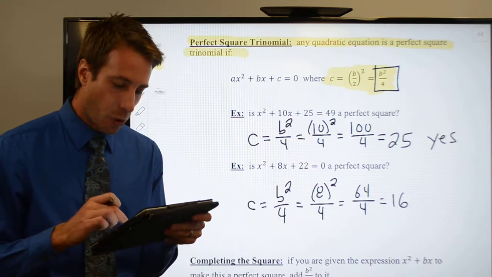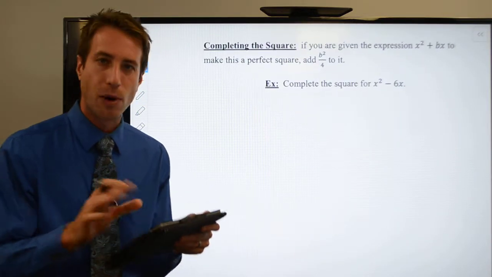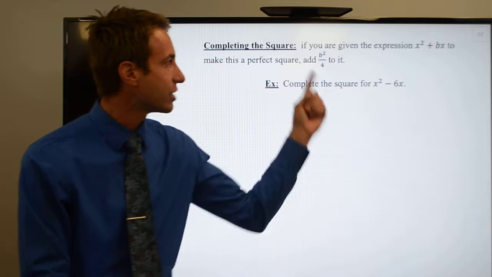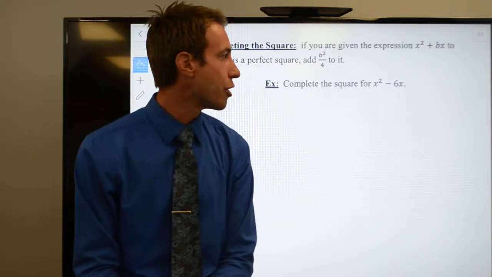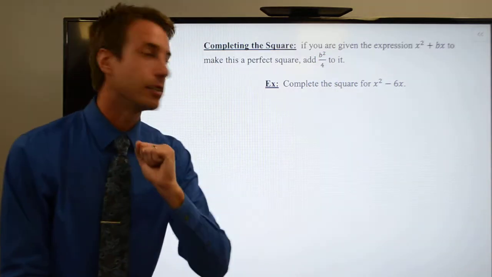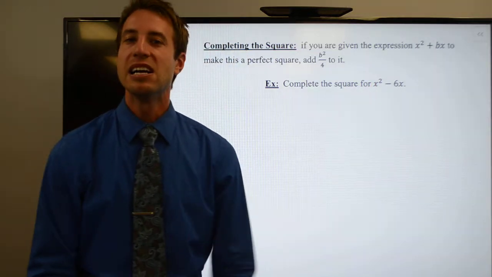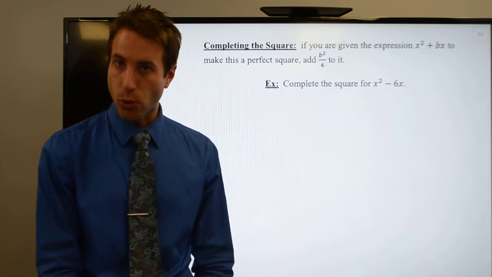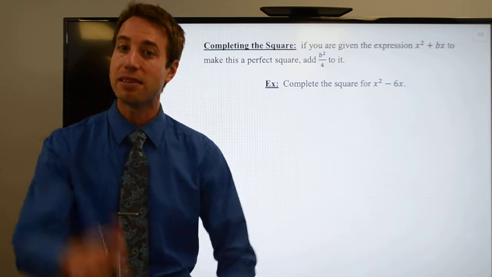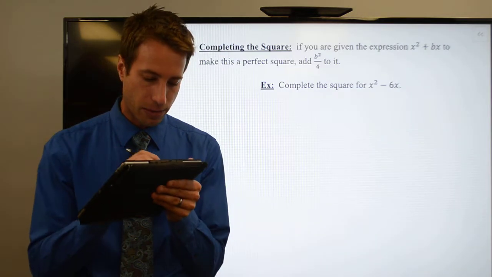So here we go. Before we jump into doing some of those more complicated problems, though, I want to give you guys a little bit of practice using this b squared over 4. So here's what I'd like you to do. I've given you this guy right here, x squared minus 6x, and I'd like you to complete the square on this guy. Right now, I need you to give me the value of c, right? I apologize, hold up.